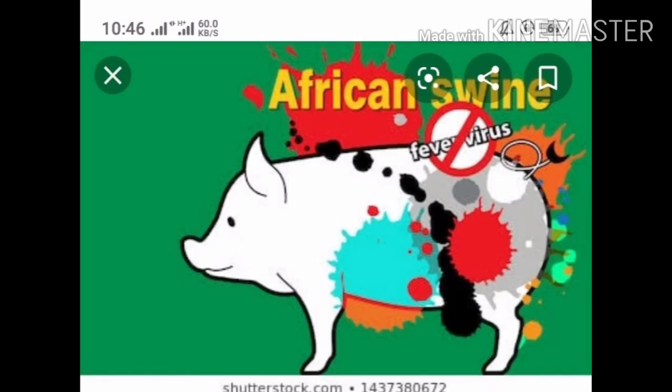Poster. This is an example of poster. I will use this symbol for assessment. The objectives of this symbol is to determine the prevention of African swine fever.